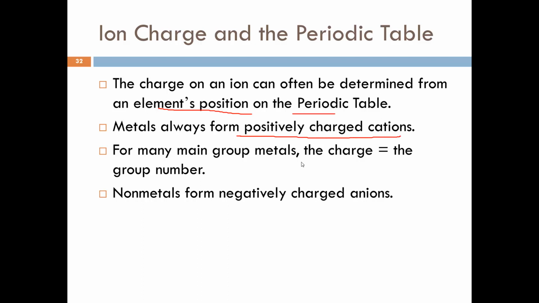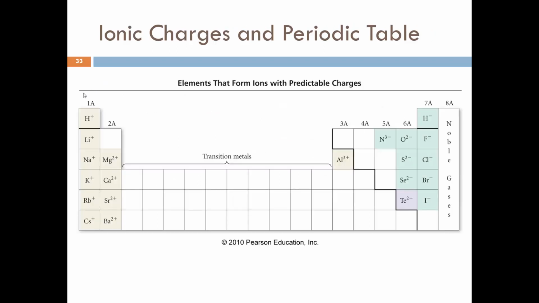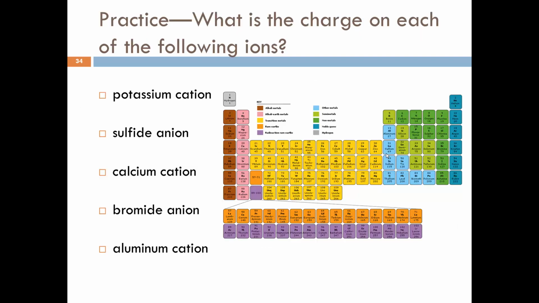So the very first column is going to be a +1. Second column is going to be a +2. Third column is going to be a +3. We're going to skip the middle, and it becomes -3, -2, -1, and then because the noble gases don't really react readily, that's going to be a 0. So you can actually determine what the charge is by looking at the periodic table. We know this is +1, +2, +3, -3, -2, -1. We can look at where an element is and determine its charge.